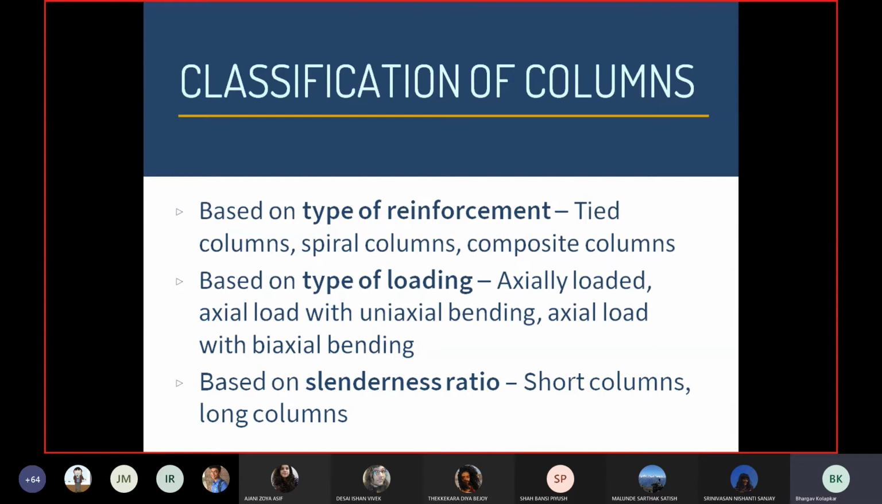But the classification that is important to us from a structural point of view is the classification based on slenderness ratio. We've seen this in the past. We have looked at short columns and we have looked at slender columns. Okay. And we've also looked at the criteria for defining a short and a slender column in steel. Now we're going to look at the same criteria in concrete.